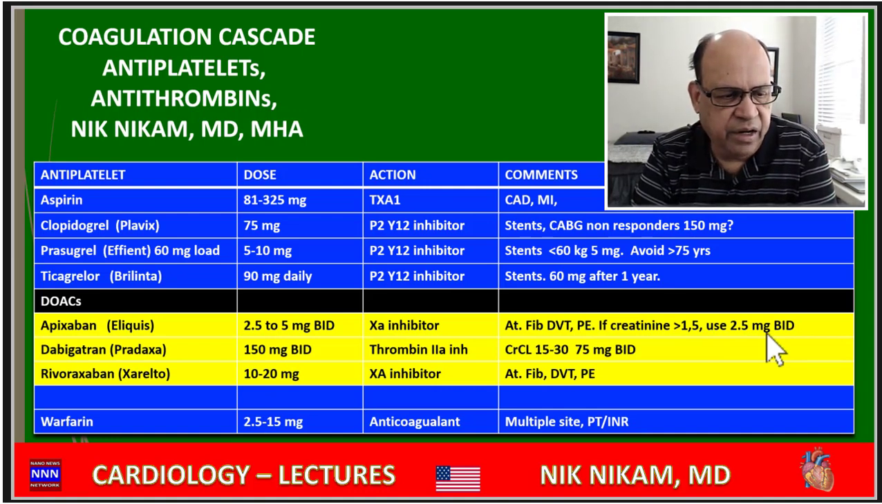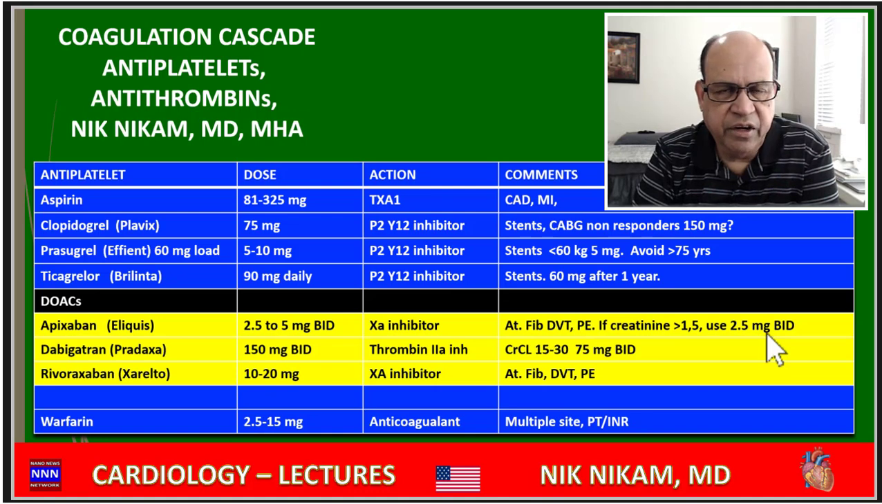The next drug is dabigatran or Pradaxa, which is given as 150 milligrams twice daily. It is a thrombin or 2A inhibitor. If the creatinine clearance is between 15 to 30 ml, then the dose has to be reduced to 75 milligrams twice daily. The next drug we have is Xarelto, which we are all familiar with.